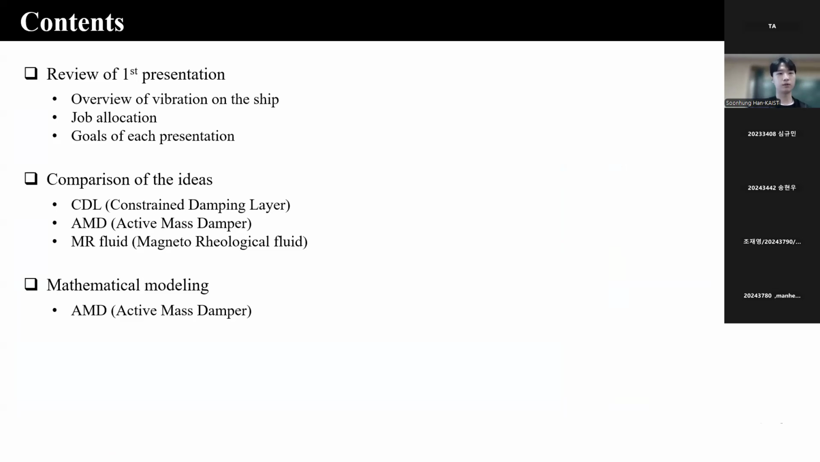We'll start with a review of the first presentation, which explained the overview of vibration. Next, about the allocation and our goals. He has found several ways to reduce vibration: CDL, AMD, and using MR fluid. We'll discuss these later, compare the three ideas, and select one of them. Then we're going to show our simple modeling for the active method.